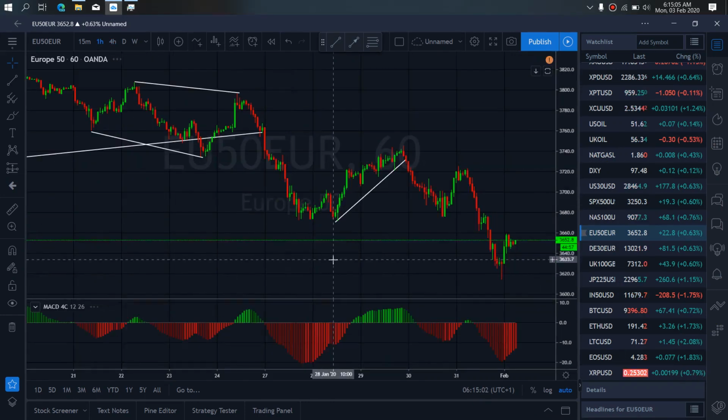We zoom to the 1 hour time frame. We want to watch that right now. Drop, retest, and then drop down is what we want to watch this week.